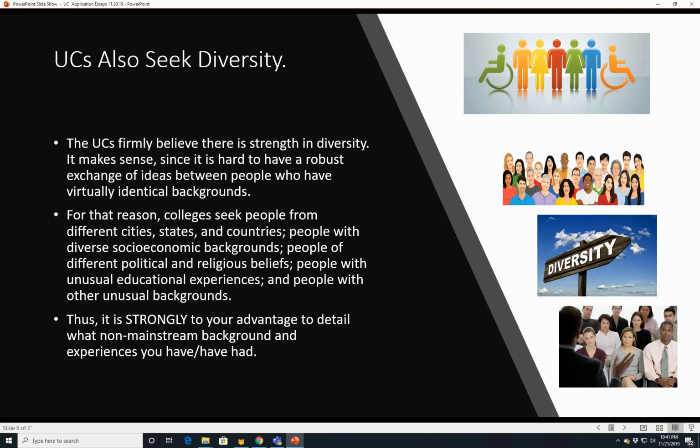The UCs firmly believe there's strength in diversity. California is an extremely diverse state, ethnically and in practically every other way. So it really does make sense, because it's hard to have a robust exchange of ideas between people who have virtually identical backgrounds. Oh, you're from Walnut Creek? Wow, I'm from Walnut Creek. Gee, or anywhere else. You're from Oakland? I'm from Oakland. Wow. You're going to need to have people who have different backgrounds and different points of view speaking to each other so we can reach some sort of agreement on very important issues.